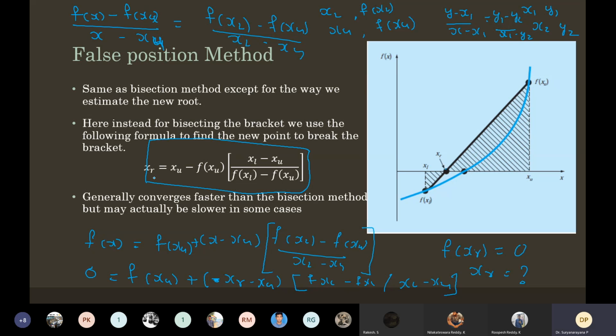Okay, so everything else is the same as the bisection method. The only little difference is that here we are calculating the new root using a different formula. For the bisection method, again I'm telling you, XR equals XL plus XU divided by 2. This is the only difference between the bisection method and the false position method. Everything else is essentially the same.